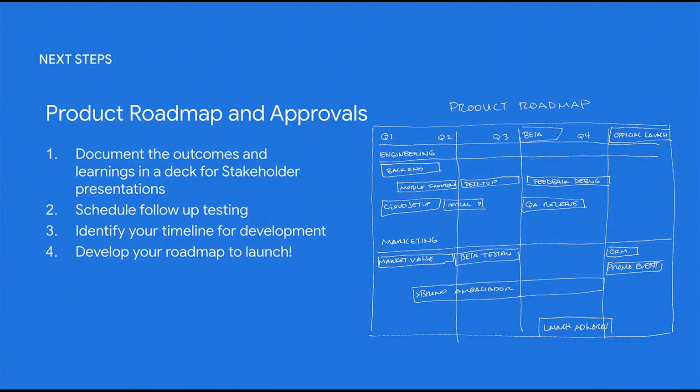So what happens after the sprint is equally as important as what happens in the sprint. I highly recommend that people document all the learnings and everything that's created in the sprint during the sprint itself, so you can walk away with a deck for stakeholders' approval. You might need to schedule follow-up testing. You'll have learned something in your test, and you might want to iterate and test again. And of course, you're going to want to identify what your timeline for development is and create a product roadmap to help you get to launch.